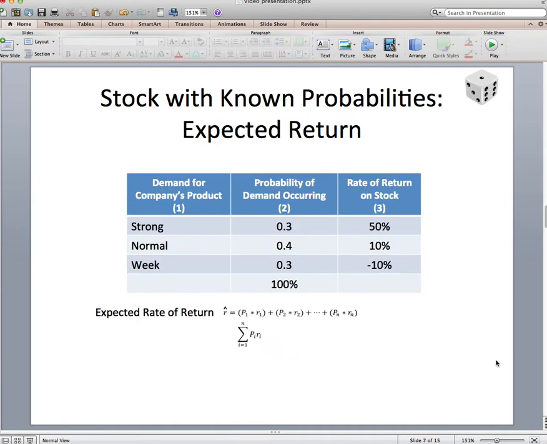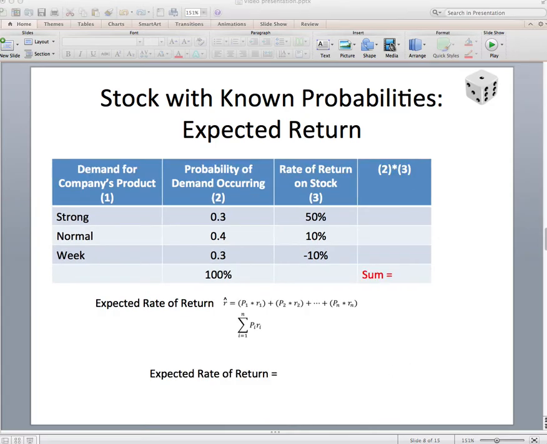To calculate the expected return, we use this formula where we're multiplying the probability of the first instance, in this case 0.3, times that return, 50%. We're doing that for each case, so we take 50% times 0.3, 10% times 0.4, that's number 2, negative 10% times 0.3, and on for each different case. We add those up, and that's represented by this formula: probability for i times the return for i, and sum those up to get the expected rate of return.